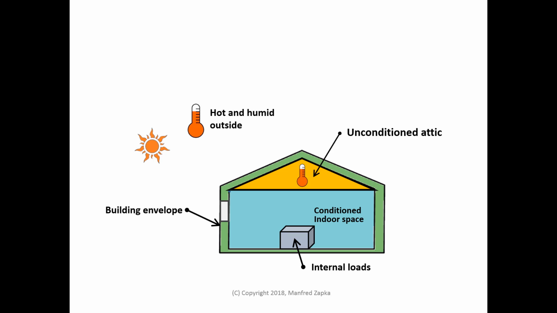Let's identify the locations in the building where these three heat transfer modes are active. First, we define the building with a conditioned indoor space, an unconditioned attic, the building envelope, and internal heat loads. The building is in a hot and humid climate, and heat transfer only occurs from the outside to the inside.